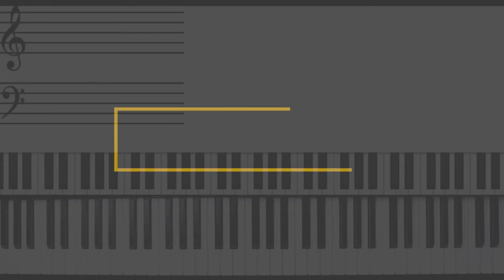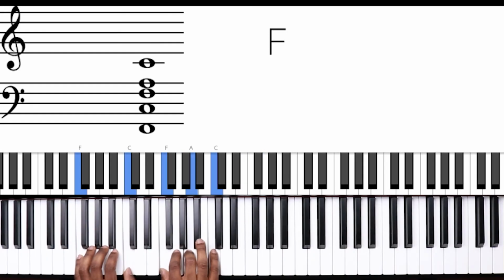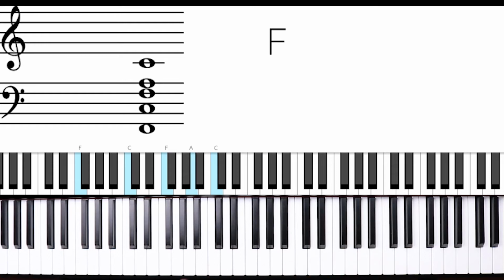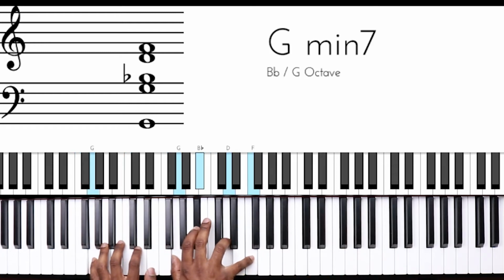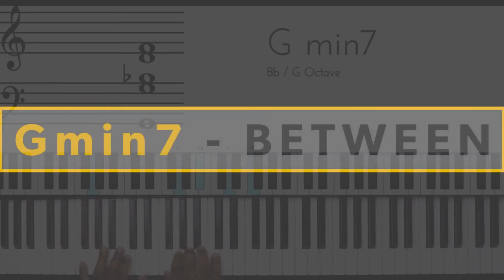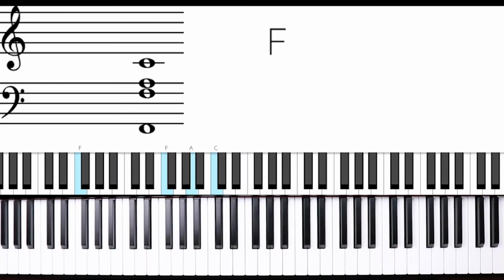So what is a passing chord? A passing chord is a chord used between two chords. This is what I mean. Let's say we're going from C to F. That is our progression. Well, if I use this G minor 7 to get to F, that was my passing chord. A passing chord is not necessarily a part of the song. The song does not need it to survive.